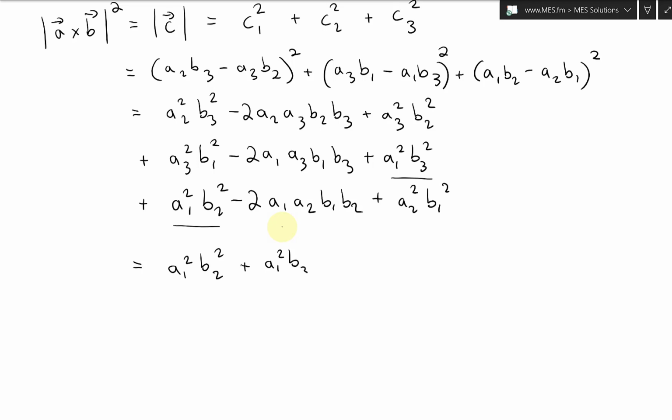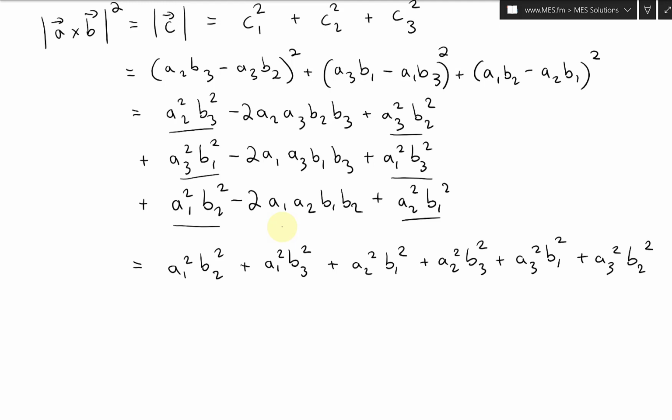A1 squared, B3 squared. And the next one, there's no more ones. We'll look at the 2. So the 2 is this one right here. And that is, well, just plus A2 squared, B1 squared. And the next 2 is over here. A2 with 3, B3 there. Plus A2 squared, B3 squared. And the next one is just A3, B1, A3, B2. Plus A3 squared, B1 squared. And then plus A3 squared, B2 squared, like that.